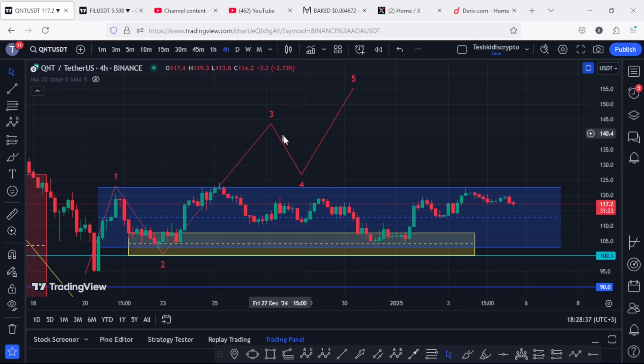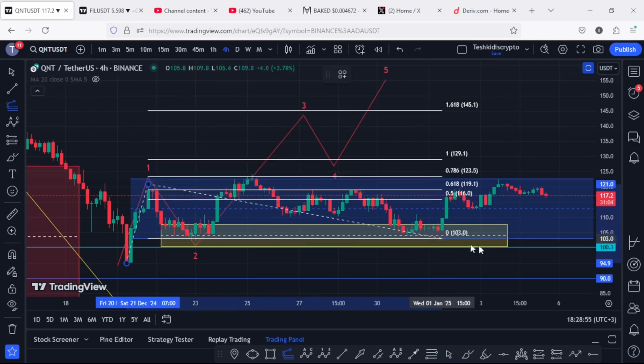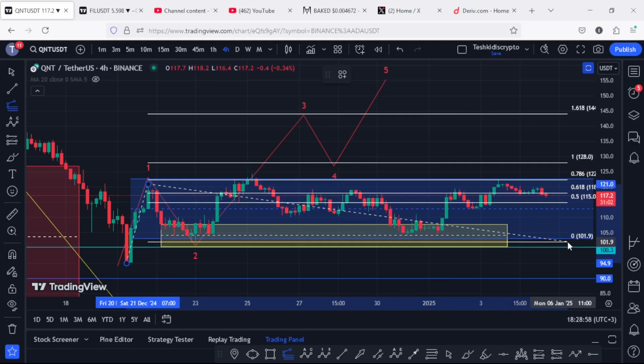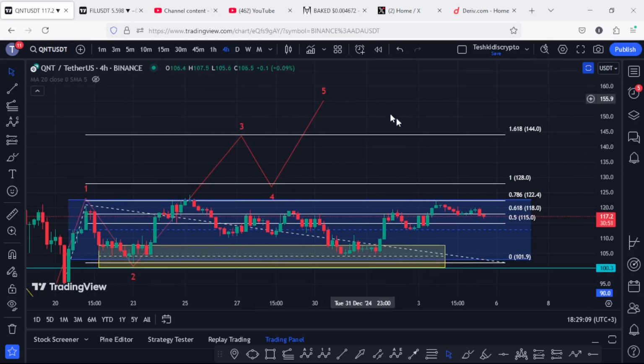Then we can expect a pullback in a wave 4 and then continue pushing higher in the formation of this ED12 count 5. And the minimum target areas for this wave 3 can be given using the fib extension, connecting the fibs from the low of the first wave to the high of this wave 1, then dragging the fibs to the low of the second wave, and that gives me a minimum target area for that wave 3 at the fib level 1.618, and that is above the $144. Then we can expect a pullback and then continue pushing higher.